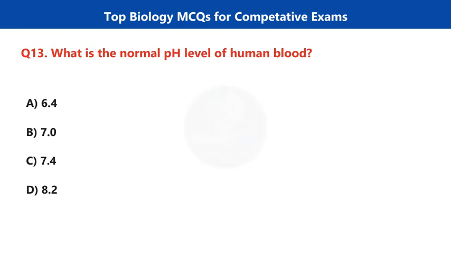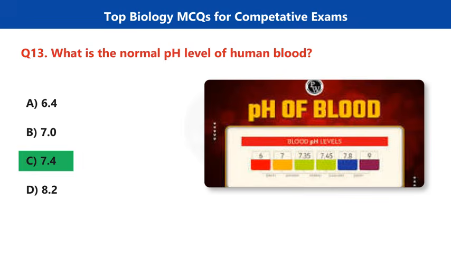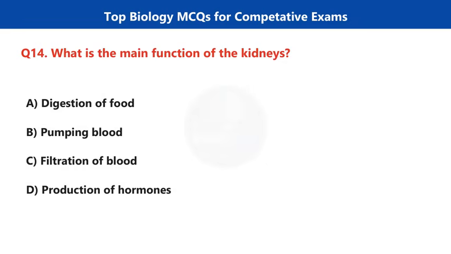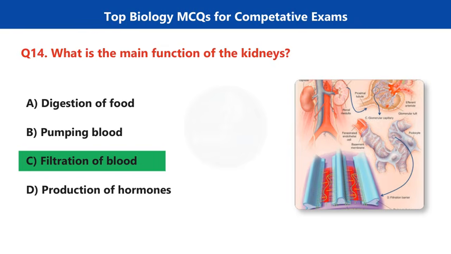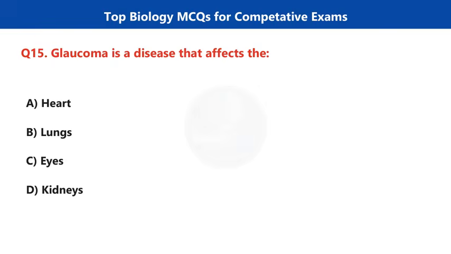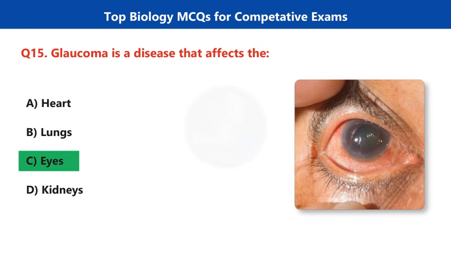What is the normal pH level of human blood? Correct answer, 7.4. What is the main function of the kidneys? Correct answer, filtration of blood. Glaucoma is a disease that affects the? Correct answer, eyes.